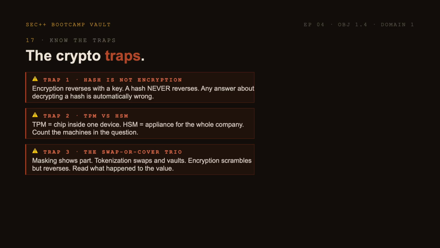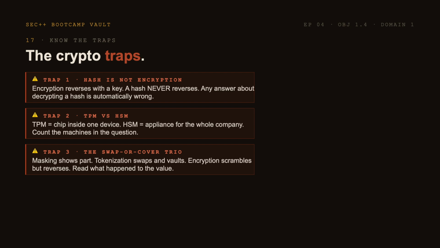Trap 3. The swap or cover trio. Masking shows part of the value. Tokenization swaps it and vaults the original. Encryption scrambles it but can be reversed. Read what actually happened to the value in the story, and the right tool names itself.